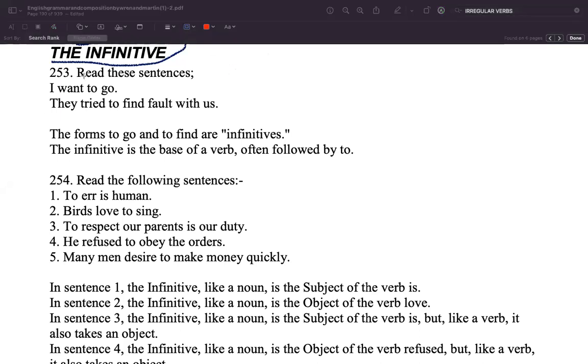So if I'm talking about this, the infinitive. So what is that? The infinitive. What is that? If I'm talking about the infinitive, let me point out here. See, we have verbs, right? So what do we find out in verbs?